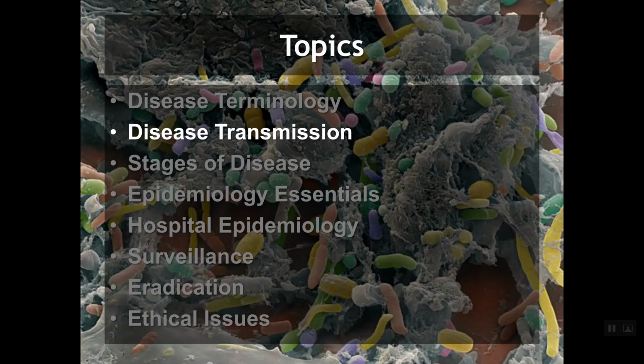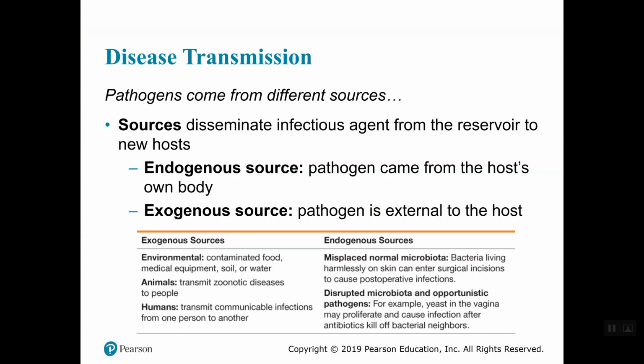All right, let's talk a little bit about disease transmission now that we've characterized diseases in a variety of ways. We see that infectious disease is caused by pathogens, and again, those can be true pathogens or opportunistic pathogens, and those pathogens are going to come from different sources. Our sources are what actually disseminates or spreads the infectious agent from the reservoir, where it resides and lays low until it gets to a host and can replicate and spread. We have two different sources: endogenous sources and exogenous sources. An endogenous source is when the pathogen actually comes from the host's own body.